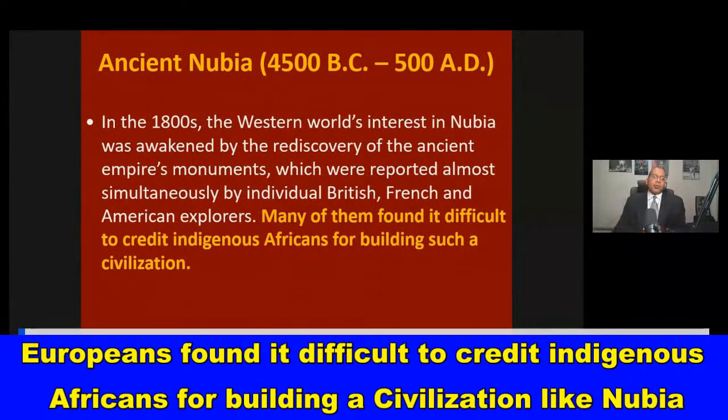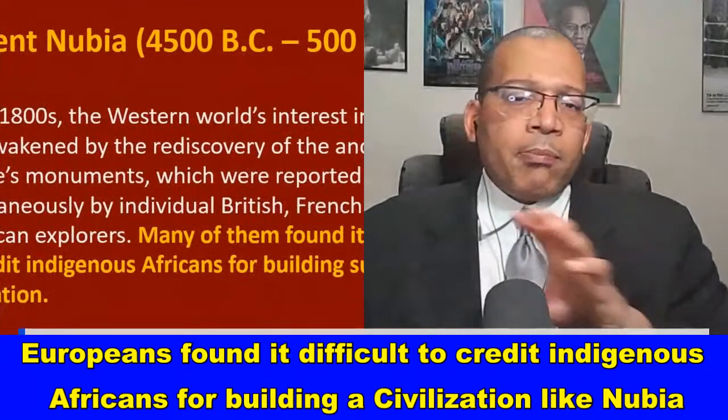Now in the 1800s, the Western world's interest in Nubia was awakened by the rediscovery of the ancient empire's monuments, which were reported almost simultaneously by individual British, French, and American explorers. Many of them found it difficult to credit indigenous Africans for building such a civilization. So they tried to say that the Nubians were white as well, just like they tried to say that the ancient Egyptians were white. Some of the archaeologists said the ancient Egyptians were brown-skinned Caucasians, or they tried to say they were Semites, anything but black Africans.